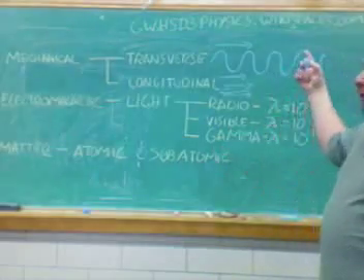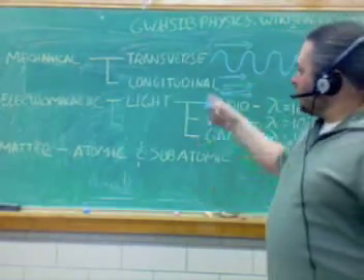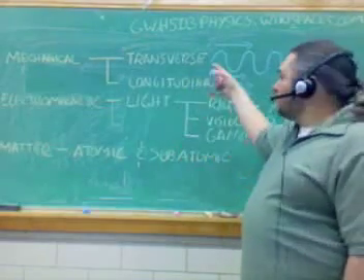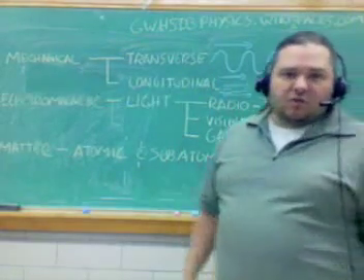Okay? So it's a rundown of waves. It's mechanical, electromagnetic, and matter. And then each one of them has their own subcategories. Okay? And now I'm going to go into a little more detail about each one of those waves.